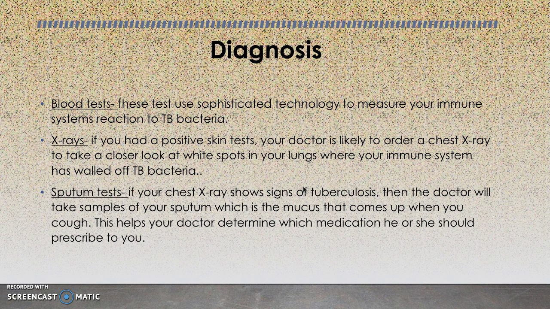And then there's x-rays. If you have a positive skin test, your doctor is likely to order a chest x-ray to take a closer look at white spots in your lungs where your immune system has walled off TB bacteria. And then sputum tests. If your chest x-ray shows signs of tuberculosis, then the doctor will take samples of your sputum, which is the mucus that comes up when you cough. This helps your doctor determine what medication he or she should prescribe to you.